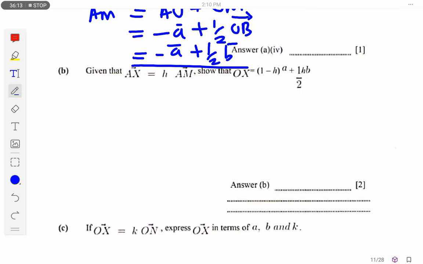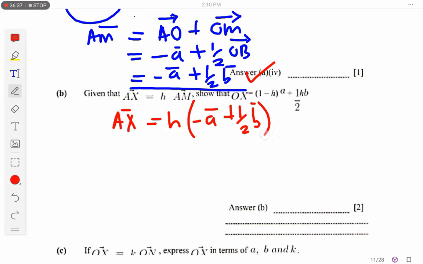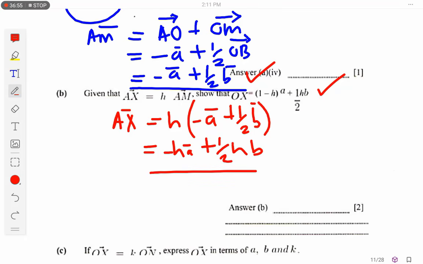let's find, okay, we are given AX is equal to H AM. We just calculated AM here at the top, this one. So we can say our AX is equal to H, and then our AM is that one, minus A plus half B there. Okay, so we want to show it is equal to that. So I can remove the brackets and I'll have here minus HA and plus half HB like that. Okay, that is AX.